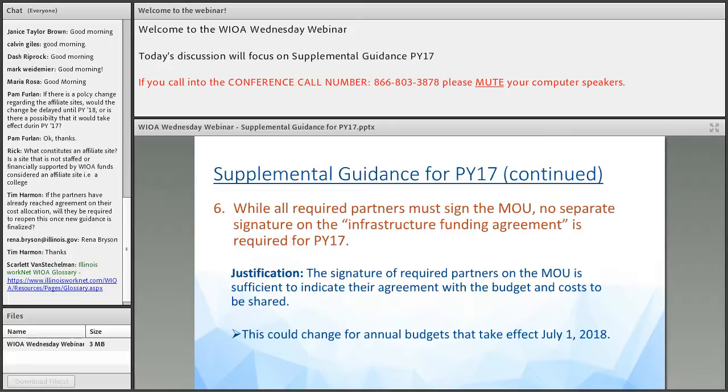This could change for annual budgets that take effect July 1, 2018, because as you know, MOUs are negotiated every 3 years, or at least every 3 years. The budgets must be negotiated annually and agreed upon annually. So this is one area where the consultation with the federal workforce partners will determine whether a separate signature is required. But right now, Illinois is saying the signature on the MOU is sufficient to indicate their agreement with the budget because the budget is technically appended to the MOU. They're technically one document.